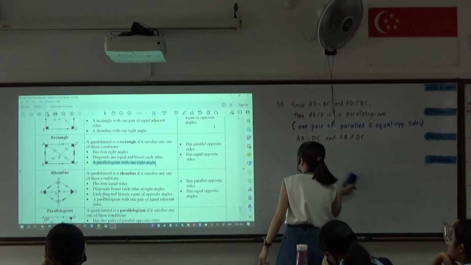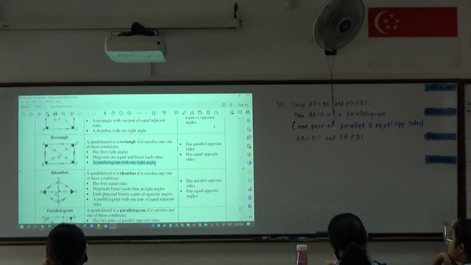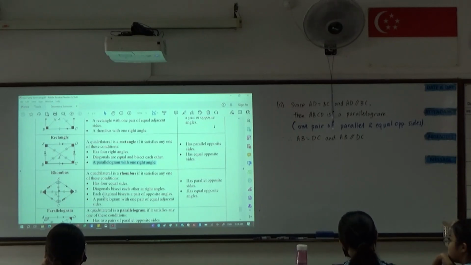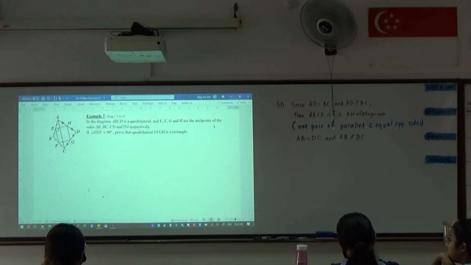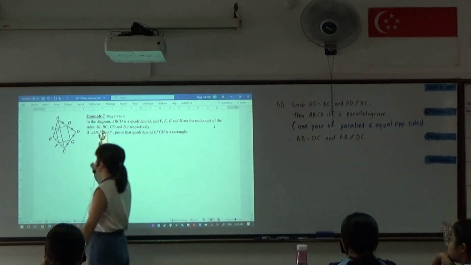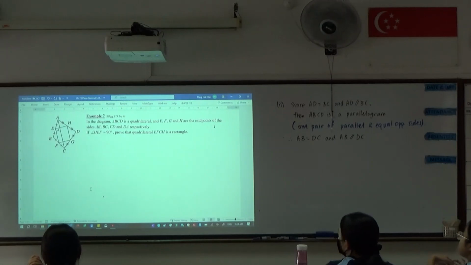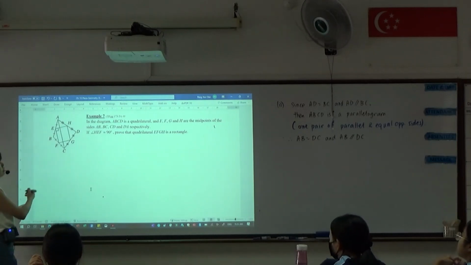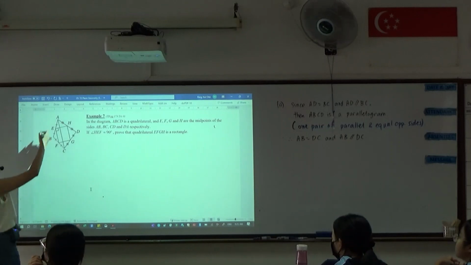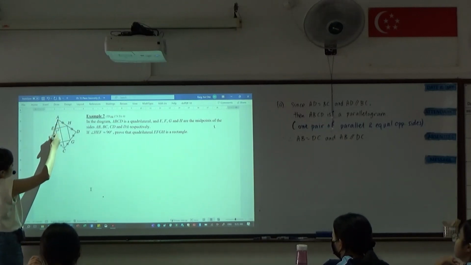So let's write down the proof. Okay? So how do we even prove that EFGH is going to be a parallelogram? Okay? The question gave us that they are midpoints. So when you see midpoints being given to us, you think about the midpoint theorem. Okay? So the midpoint theorem relies on triangles. Okay? So we will look at this triangle first.